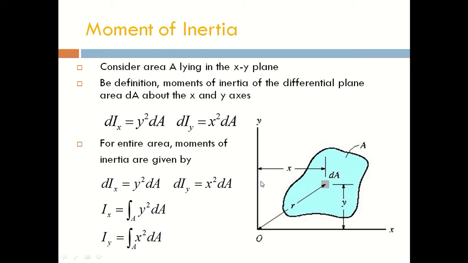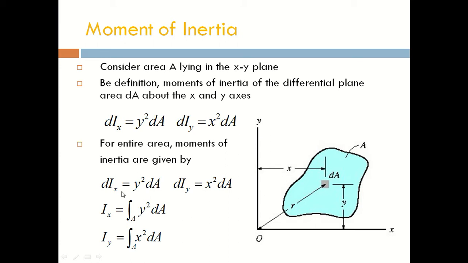If you consider the moment of inertia of the elemental area about the y-axis, then you take the area multiplied by the square of the distance between the area and the y-axis. So this is x square, and dIy is equal to x square dA. So we have dIx equal to y square dA, and dIy equal to x square dA.